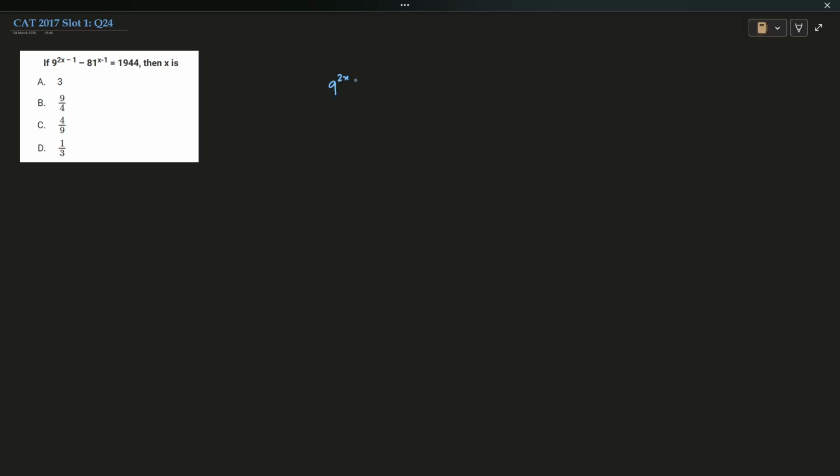9 to the power 2x minus 1 minus 81 to the power of x minus 1 equal to 1944. So I can see this is a power of 3, this is also a power of 3. Can I write 9 as 3 square to the power of 2x minus 1? 81 can be written as 3 to the power of 4.